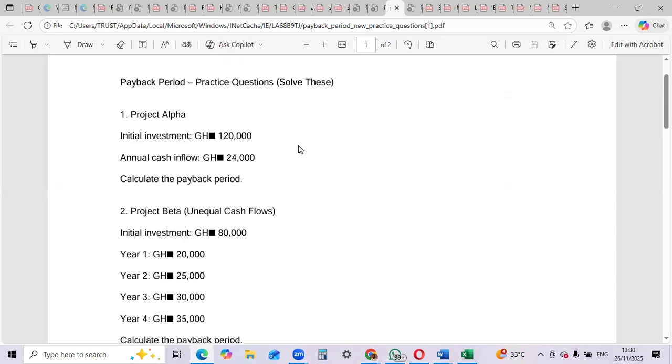Project Alpha. On the first one, initial investment. We are still looking at payback period, that is non-discounted payback period. Now, initial investment is 120,000, and then the annual cash inflow is 24,000. Calculate the payback period. Now, this is a very simple exercise. A very simple exercise.